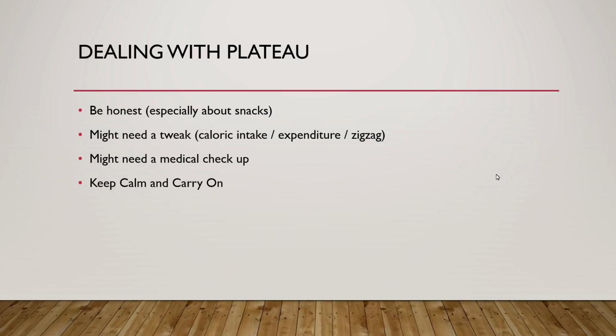That's the first thing you've got to do. Now, you might need to do a little tweak here and there, whether it's reducing your caloric intake or increasing your expenditure somehow. It might need zigzagging, so instead of eating to a certain level, shifting up and down, and I've talked about that in another video. It might even be that you need to see a doctor if something is not working right anymore, for example, the thyroid gland. But assuming all of that is okay, what I say to you is keep calm and carry on.